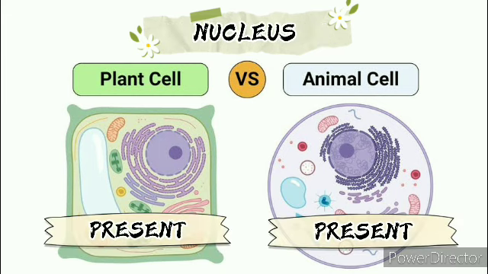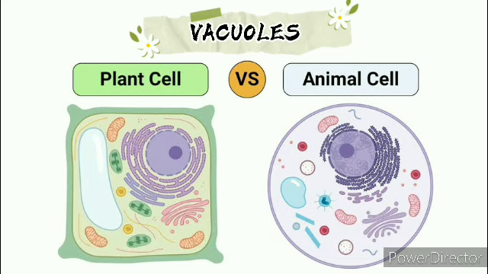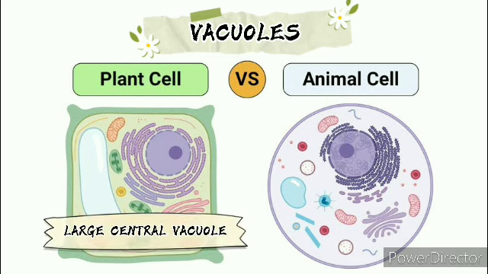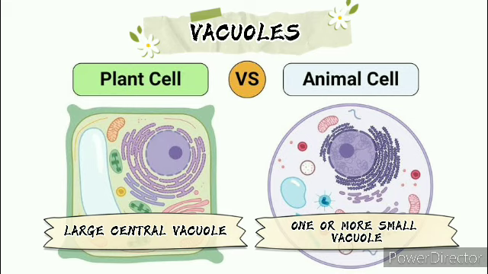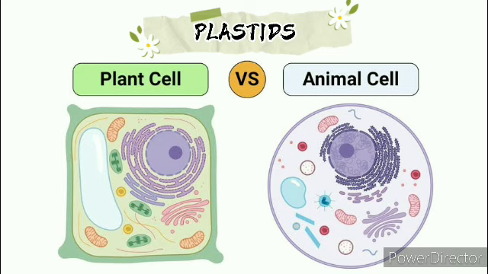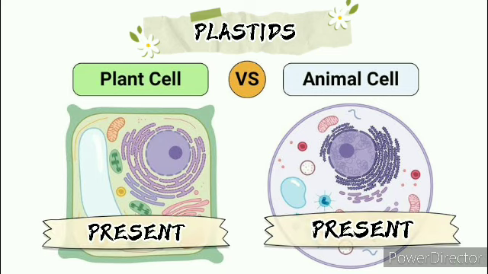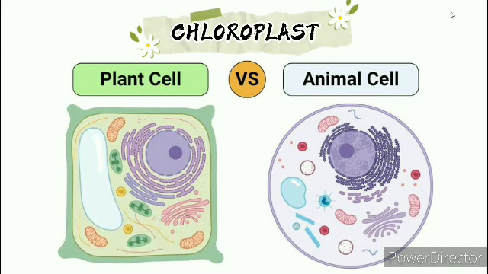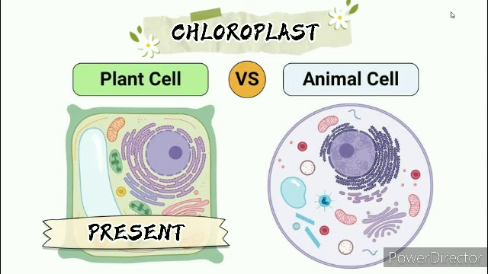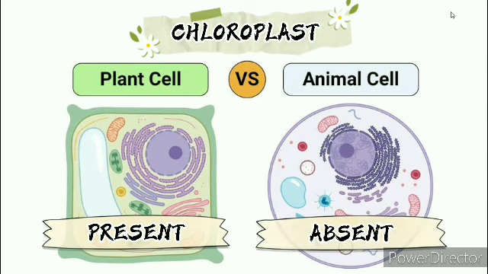Nucleus, plant cell and animal cell both possess it. In terms of vacuole, the plant cell has a large central vacuole taking up 90% of the cell volume. In the animal cell, it is made up of one or more small vacuoles. Plastids, both plant cell and animal cell have. In terms of chloroplast, the plant cell has it and makes its own food, while the animal cell does not have it.